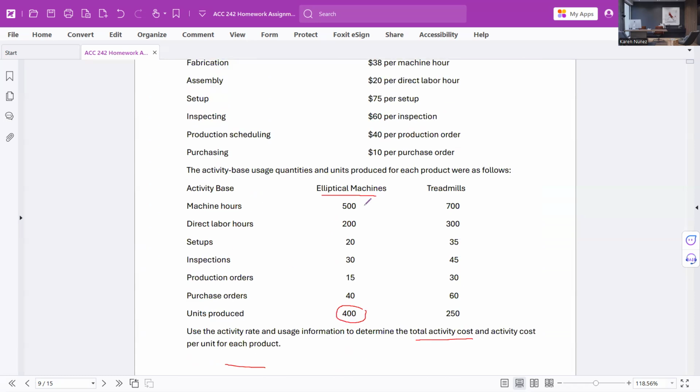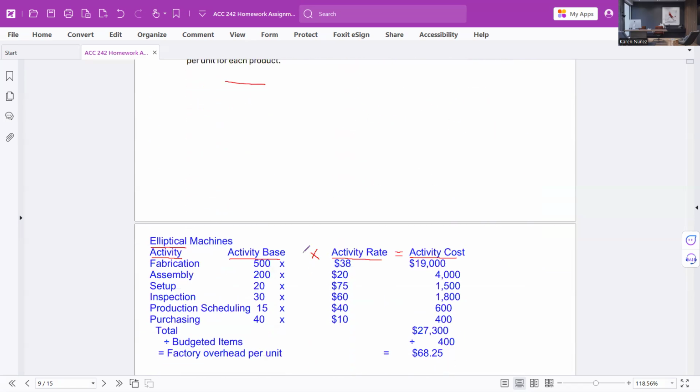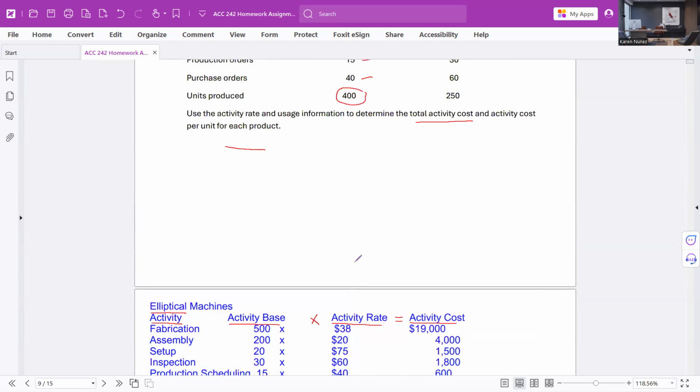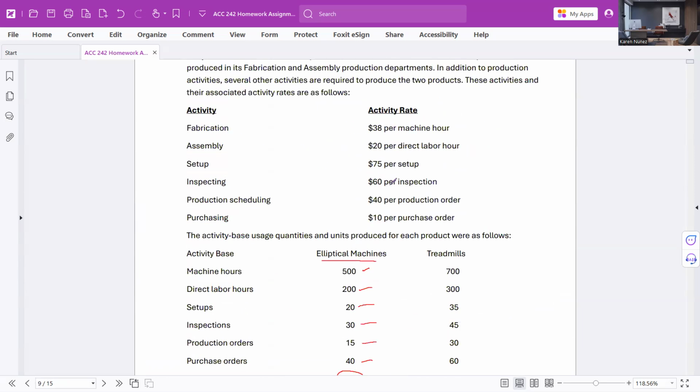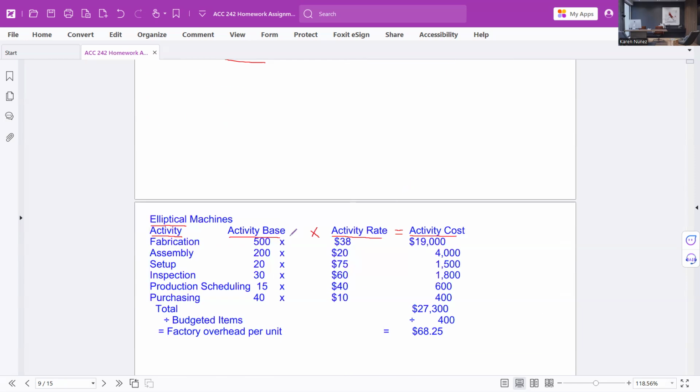And then we know for ellipticals, they use 500 machine hours, 200 hours, 20 setups, 30 inspections, 15 orders, 40 orders. So we've just got those listed there. That's all the activity listed there. And the rates are given. We're just taking this column, the activity base for ellipticals, times the activity rates. Do the math, and that gives us the activity cost. Then we add them all up. The total overhead cost that we're allocating to ellipticals is 27,300.